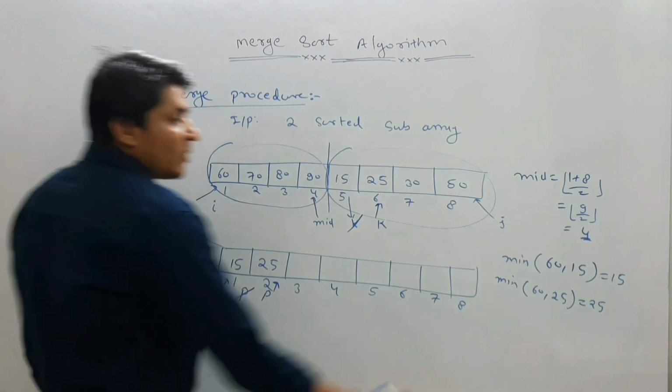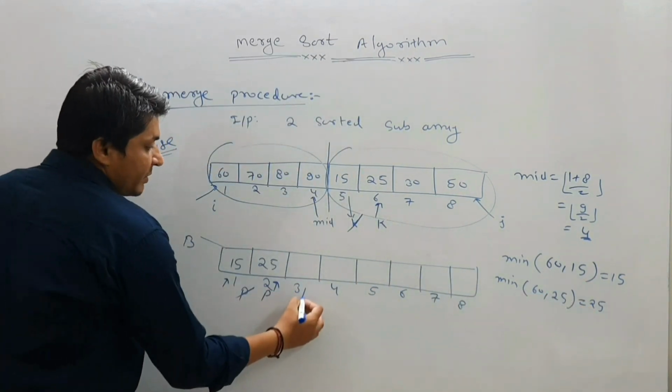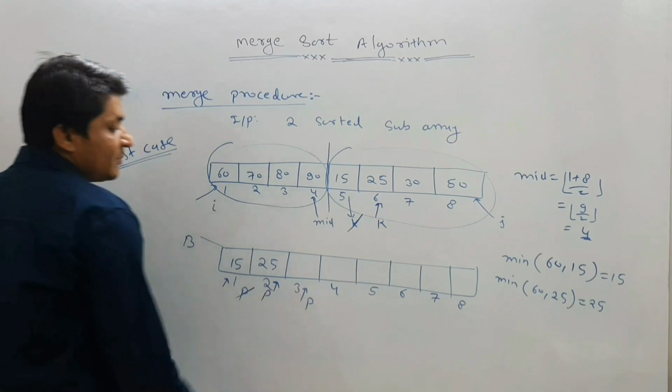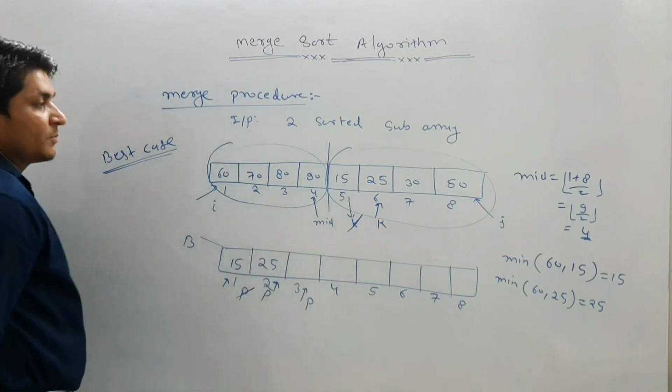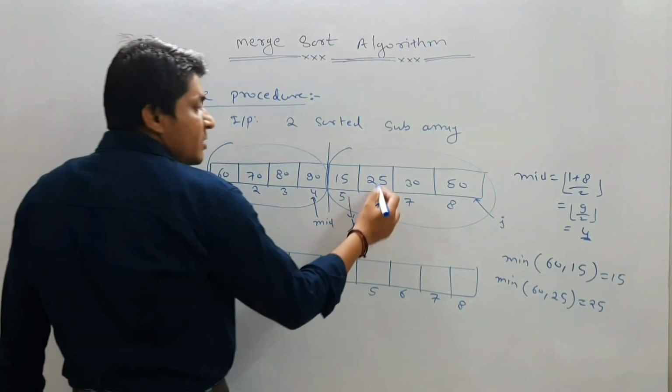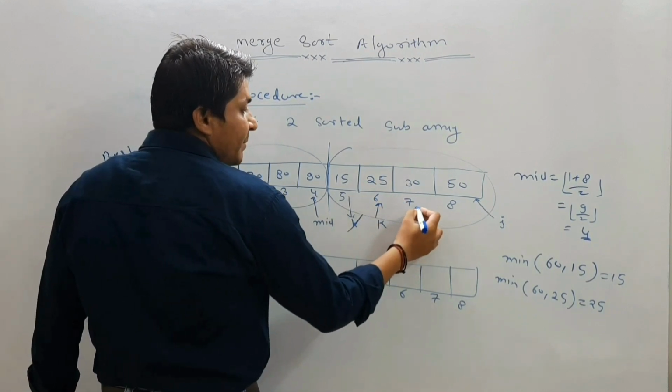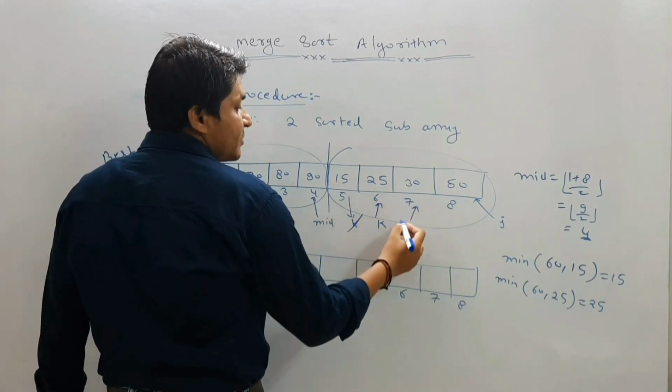Now, we have already copied 25. So let us increment the p value. p will start pointing to the next location because we are going to store the next value in this location. We are going to make the comparison with this element, so k will be incremented.